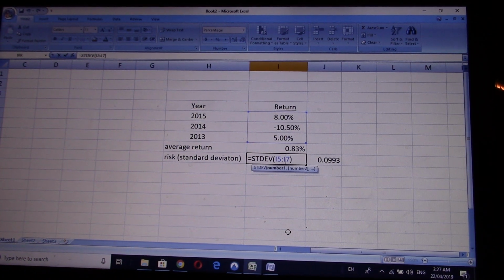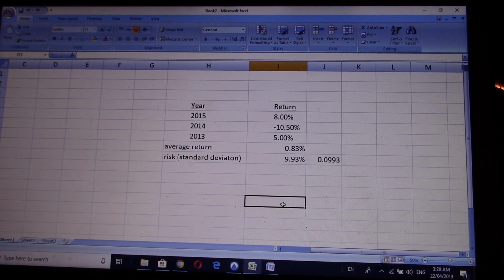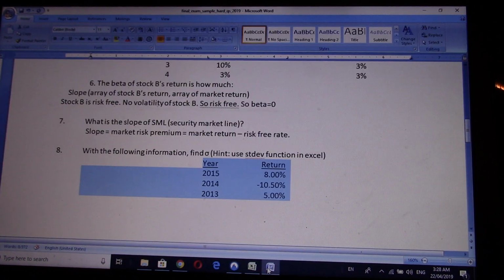You will see there's another one, called stdevp. The difference between the two is that for one you're considering the sample size is small, and for the other you're considering the sample size is big. In this case, you can just use stdev, and that's all. Okay, so this is this question. This is new. We've never done anything in class like that.